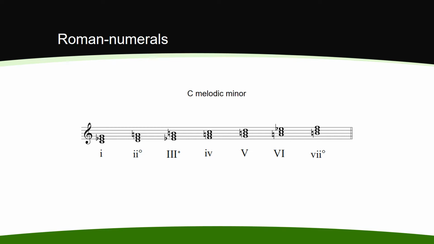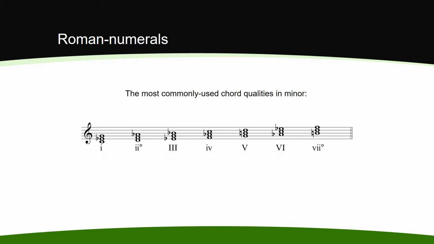This will alter the quality, and therefore the Roman numerals, of the 2 chord, the 4 chord, and the 6 chord. The 2 chord changes from diminished to minor. The 4 chord changes from minor to major, and the 6 chord changes from major to diminished. While there are obviously many more possibilities for a Roman numeral analysis in minor, here are the most commonly used Roman numerals and chord qualities when in a minor key.